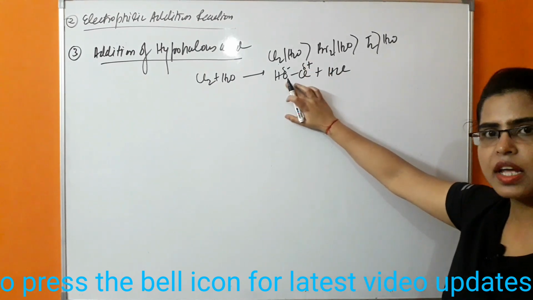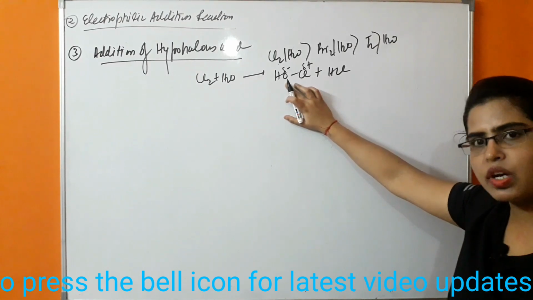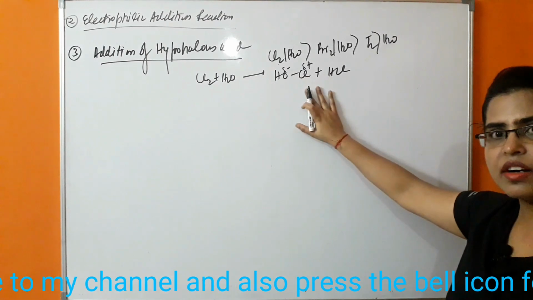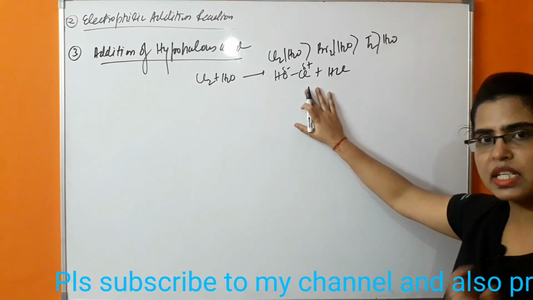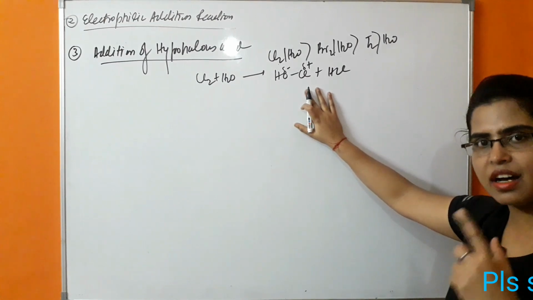Why does it have a partial negative charge? Because oxygen is the second most electronegative element. It is more electronegative in comparison to chlorine. So this is an unsymmetrical reagent. It means the reaction will take place by Markovnikov addition if unsymmetrical alkynes are taken.